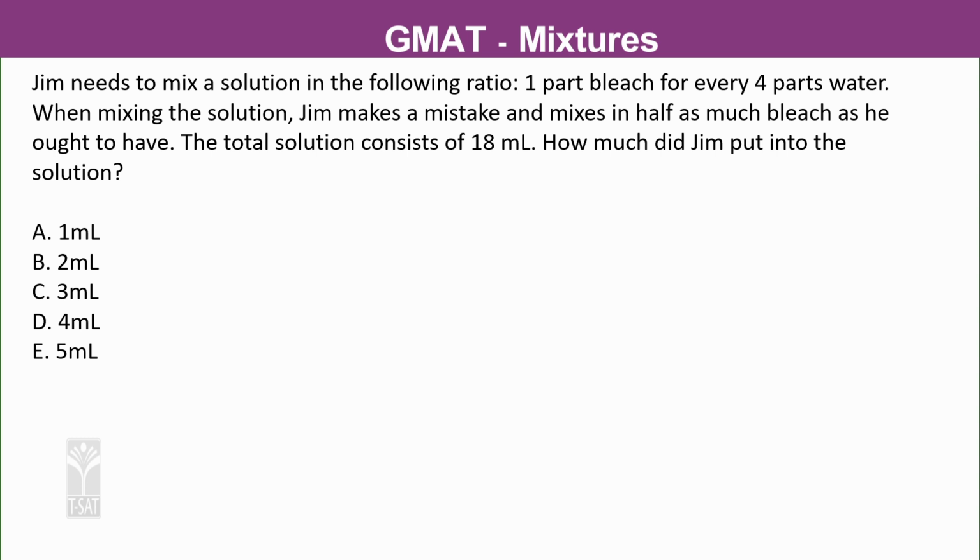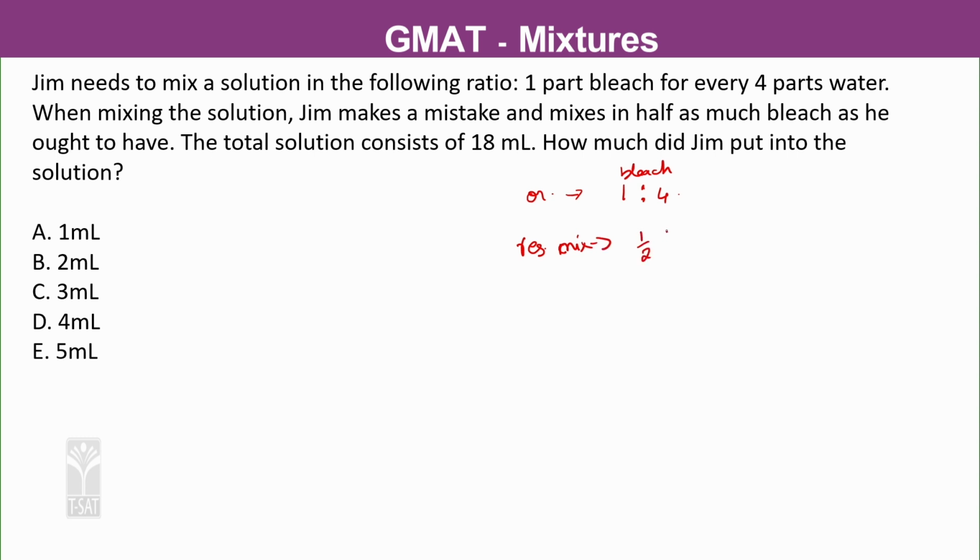How much did Jim put into the solution? Okay. So, the original ratio that has to be followed is 1 part bleach to every 4 parts water, that is 1:4. But instead of that, he makes a mistake. The resultant of the mistake, you will have the resultant mixture, which is half part bleach.